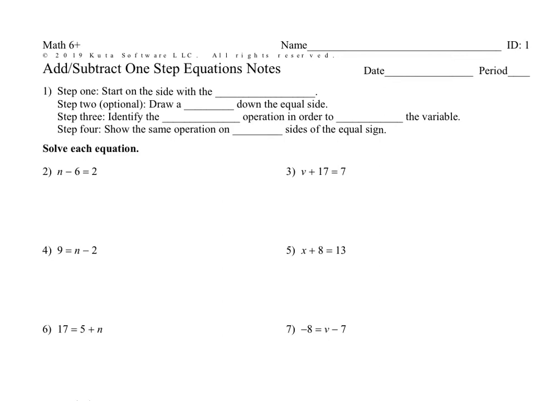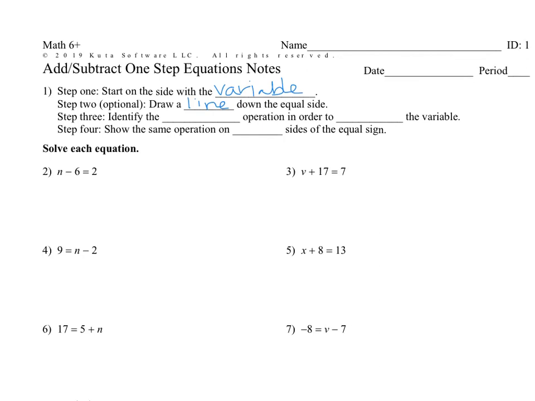Alrighty, so here we are at the adding, subtracting, one-step equations notes. Notice we do have just a couple more blanks to fill in. This is just to reiterate those steps that you should be conscious of. So step one is start on the side with the variable, because sometimes it's on the right, sometimes it's on the left. And optional step two is to draw that line down the equal sign. If you don't need that organization piece, get used to not using it. But if you need it, please be consistent and use it.